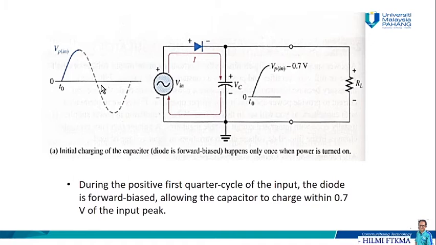Quarter cycle of the input. We are going to look at a quarter, not a half like the previous part, because we have a capacitor. The diode is going to be forward biased, so the current is going to flow in this direction, and the capacitor is going to charge to within 0.7 volt of the input peak. So VC is going to be the input peak voltage minus 0.7.